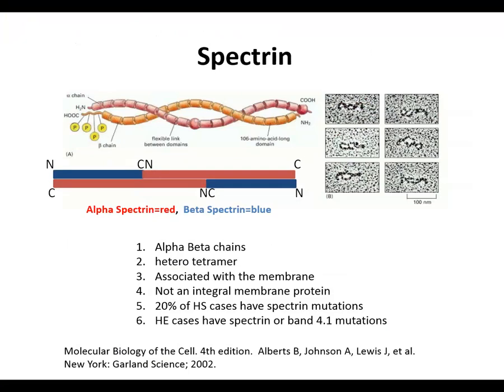Spectrin is assembled to form the network that allows the red blood cell to deform in order to pass through the narrow capillaries. Mutations in spectrin result in the formation of spheres in the case of hereditary spherocytosis, or in the formation of elliptical shapes, as in the case of hereditary elliptocytosis.